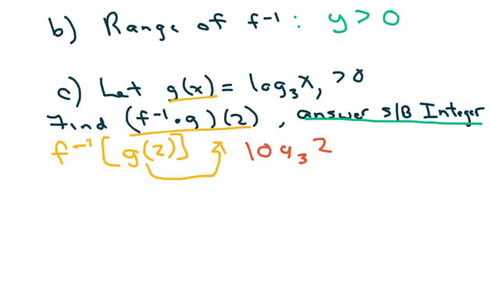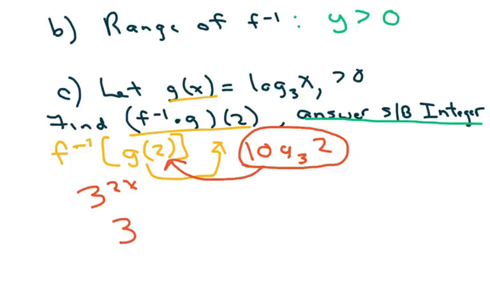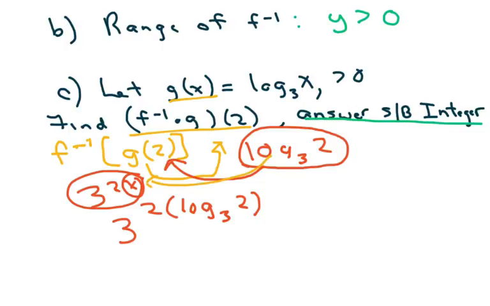Now, my f inverse was 3 to the 2x. So everywhere there's an x, I'm going to plug in this, because this equals g of 2. So I'm going to write 3 to the 2 times log base 3 of 2. So all I did was substitute this for my x here. I plugged in this into my x.